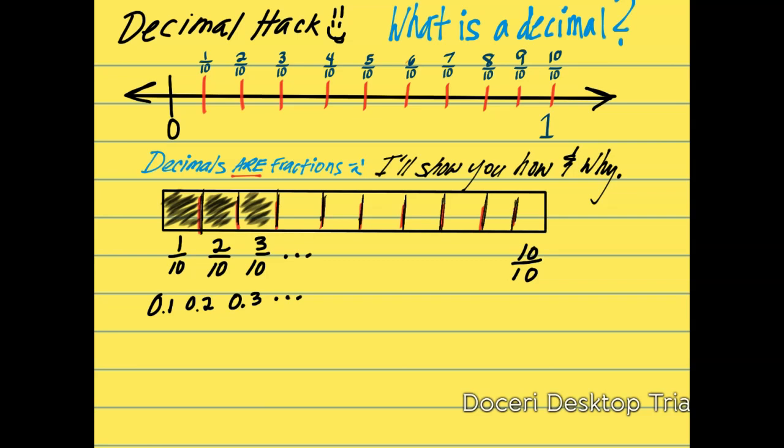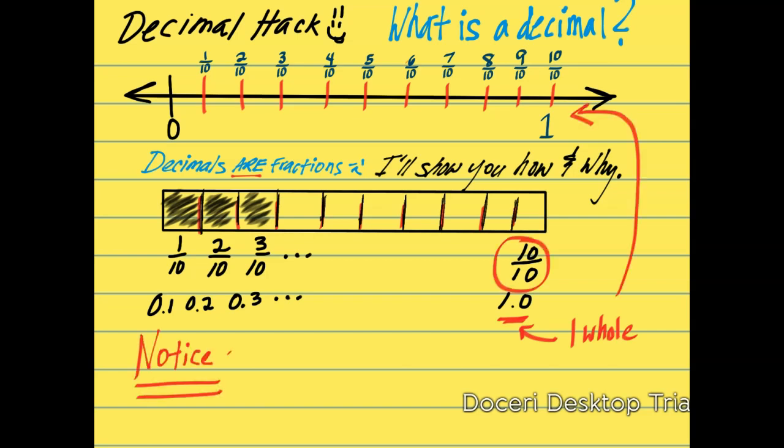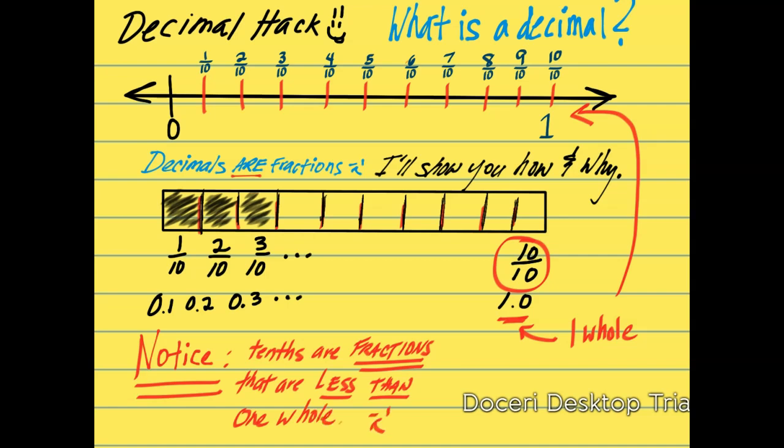So I've got another way of counting, and this, believe it or not, is standard form. These are standard decimal form, but this is still standard form. So 1/10 the fraction is the same as 1/10 the decimal, and 2/10 and 3/10 and so on and so forth until you get down to 1 whole, right? Or up to 1 whole. Notice, tenths are fractions that are less than 1 whole.